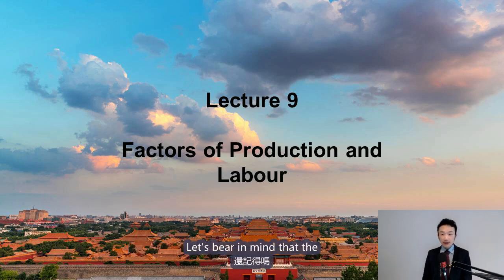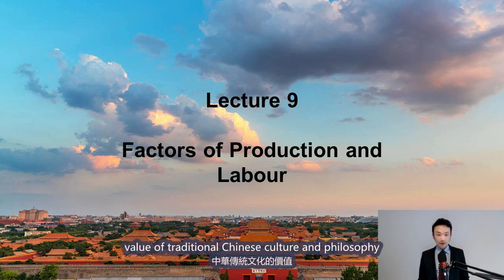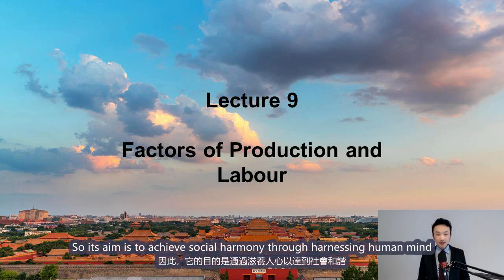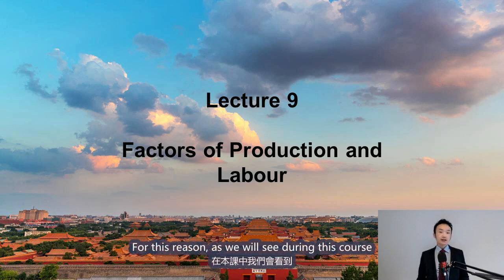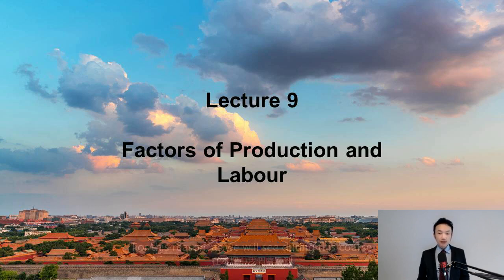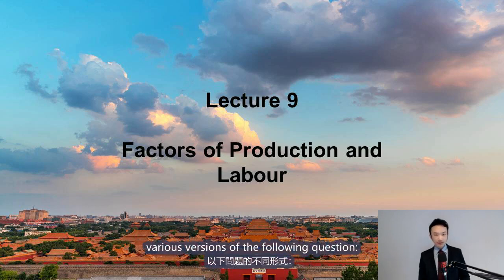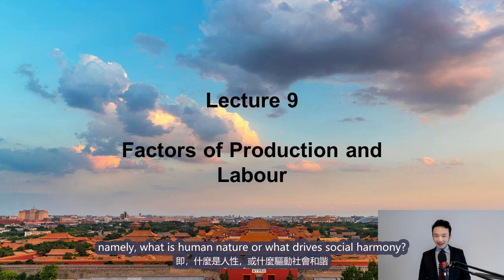But let's bear in mind that the value of traditional Chinese culture and philosophy is about developing human nature. So its aim is to achieve social harmony through harnessing the human mind. For this reason, as we will see during this course, the teaching of production is entirely based on various versions of the following question, namely, what is human nature? Or what drives social harmony?